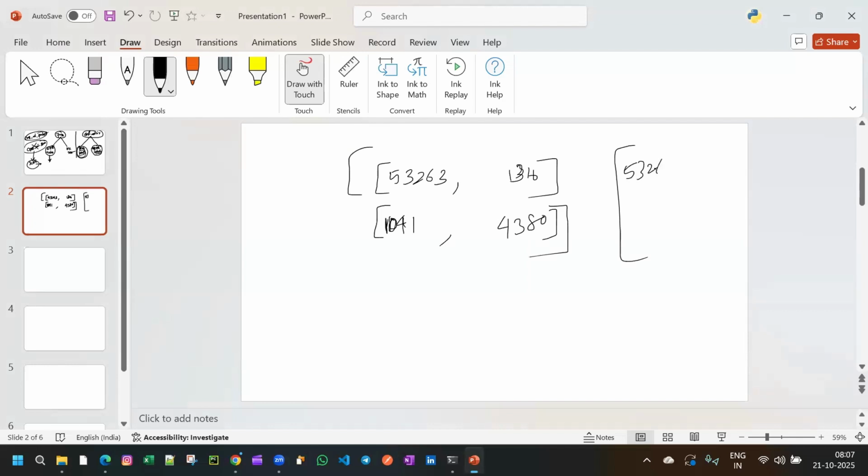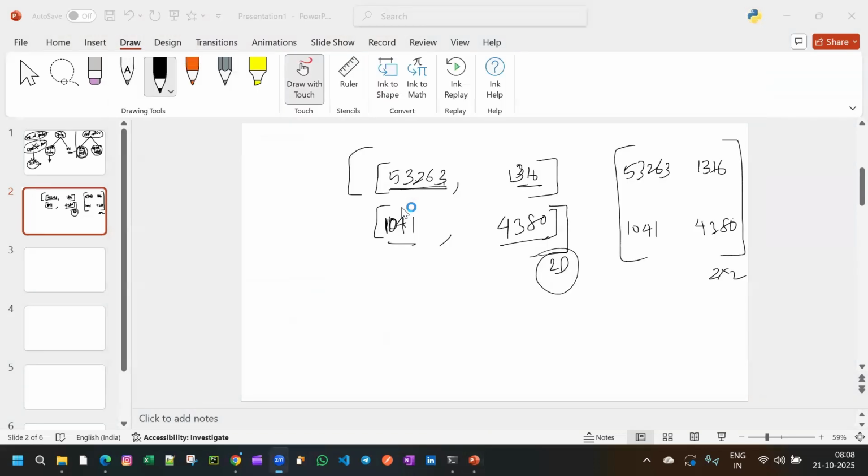53263, 1316, 1041, 4380. It's a 2 by 2 matrix, 2 rows and 2 columns. Like a 2-dimensional array, an array having 2 elements, and each element is also a one-dimensional array having 2 elements. Now the question is, what do these values represent? What do 1316, 1041, 4380 and the others mean? This is the confusion matrix. Understanding these values and their meaning is really important, because that's where the major confusion is going to start.